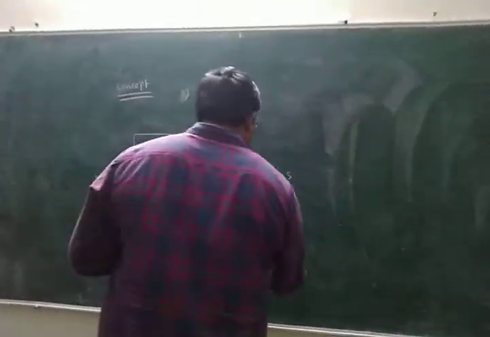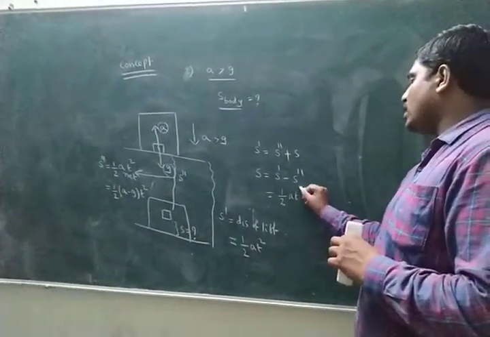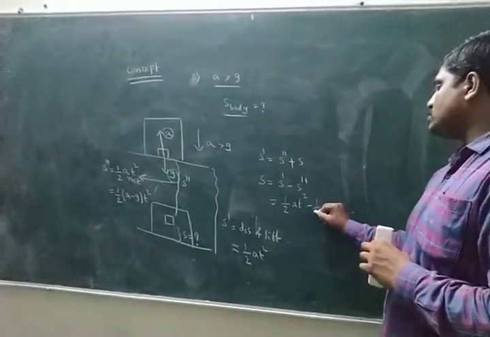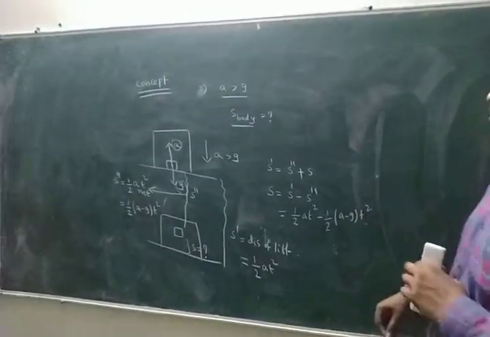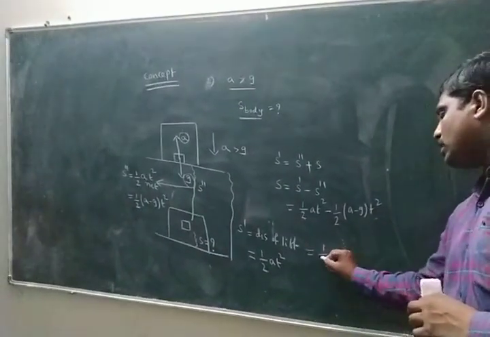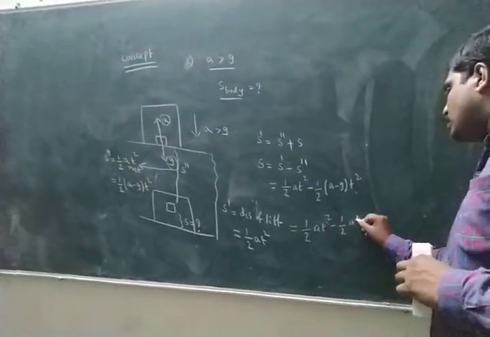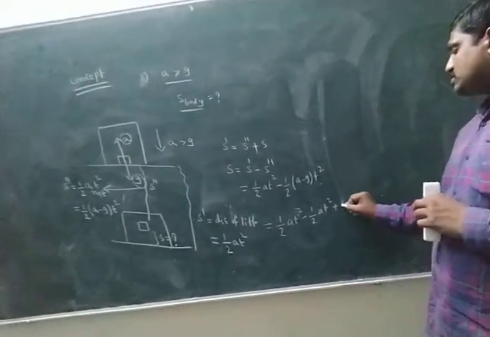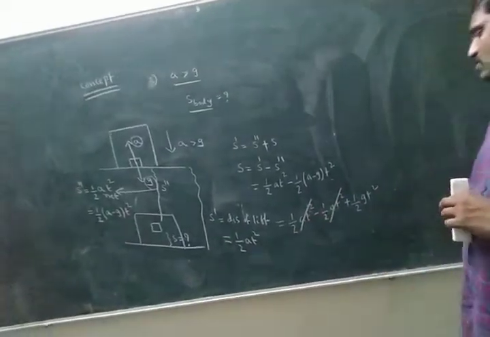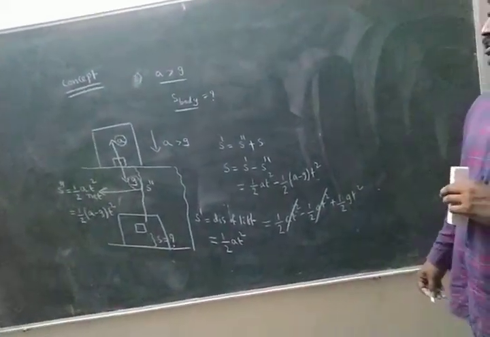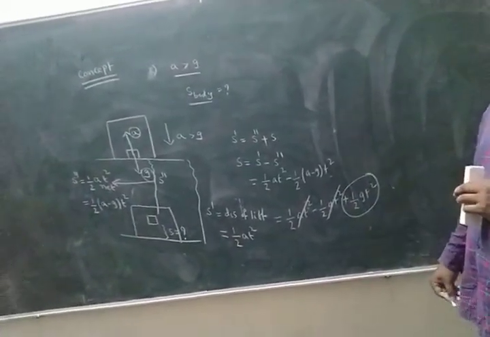Here, S dash is half at square. S double dash is half into a minus g, t square. Writing neatly on the right side: half at square minus half at square plus half gt square. Here the at square terms cancel. Finally, the displacement of the body with respect to the lift is half gt square.